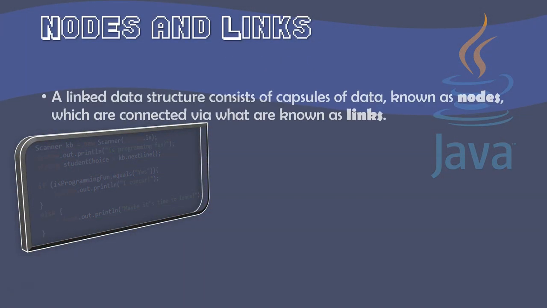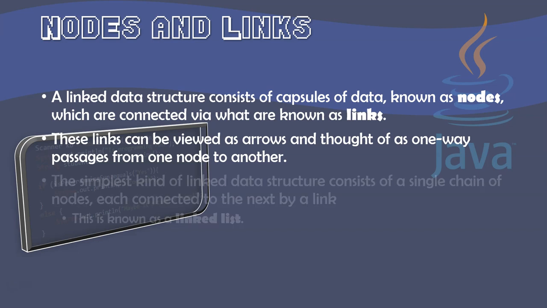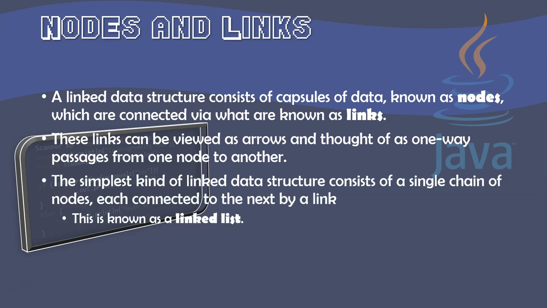So nodes and links are very important things in Java here. A linked data structure is simply what consists of capsules of data, which are known as nodes, which are then connected via what are known as links. Now, these links can be viewed as arrows and thought of as a one-way passage from one node to another. The simplest kind of linked data structure consists of a single chain of nodes, and this is what's known as a linked list.